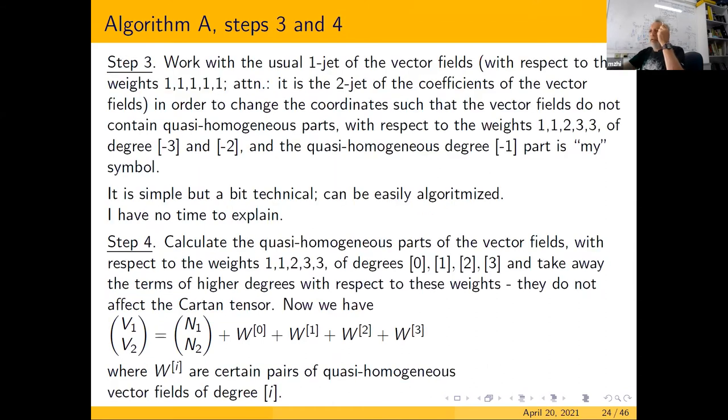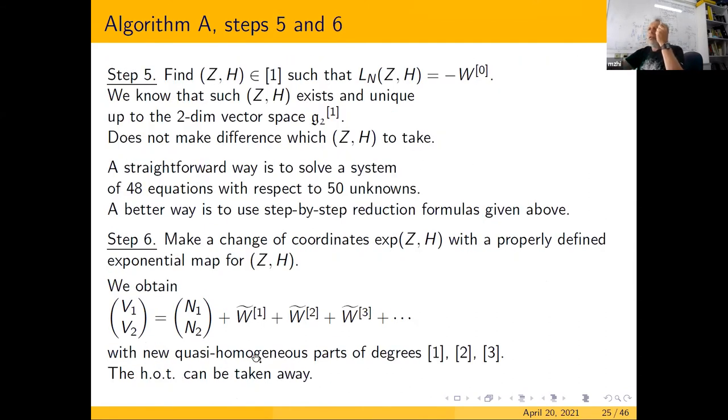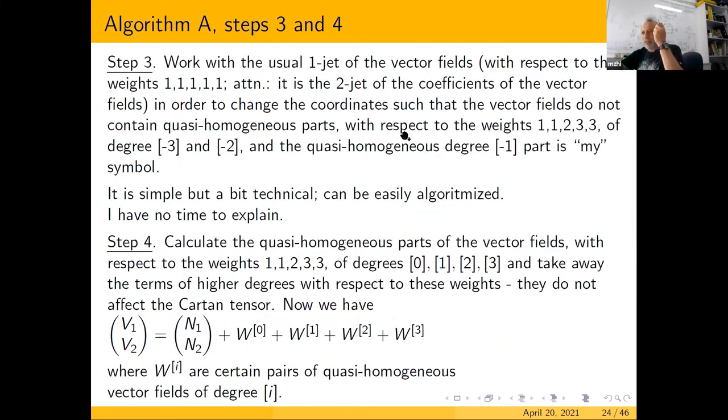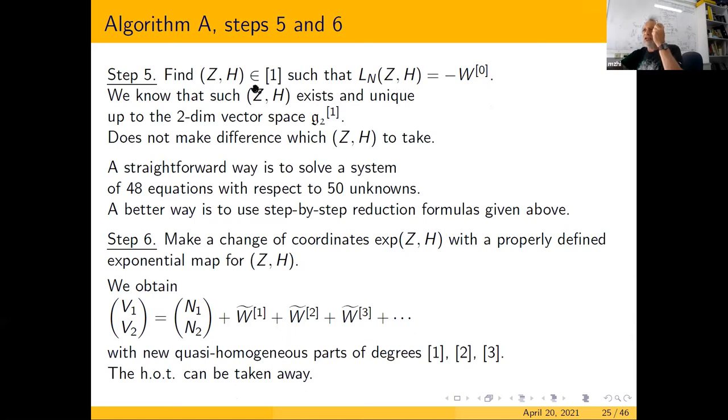Well, and so how do we kill this part? You have to take a vector field Z and a matrix H with functional entries, everything homogeneous of degree one, such that our operator LN applied to this pair, plus W0, is zero, in order to kill this guy. And so we have to find such a ZH, and we know that this H exists. It is not unique, but it is unique just up to a two dimensional vector space. This is the part of G2 for the homogeneous part of degree plus one. It doesn't make a difference which ZH we take, how to do it practically.